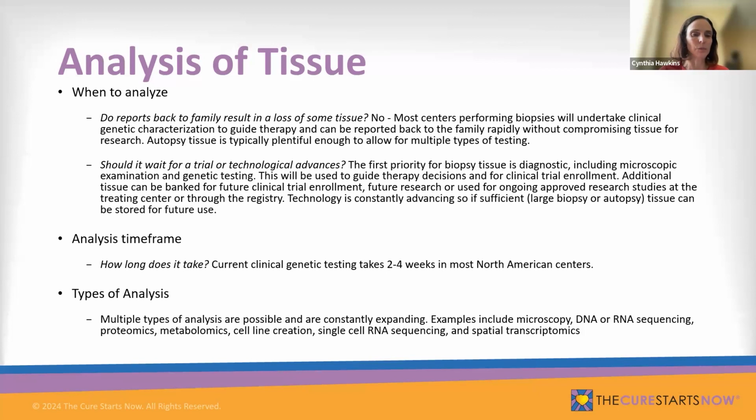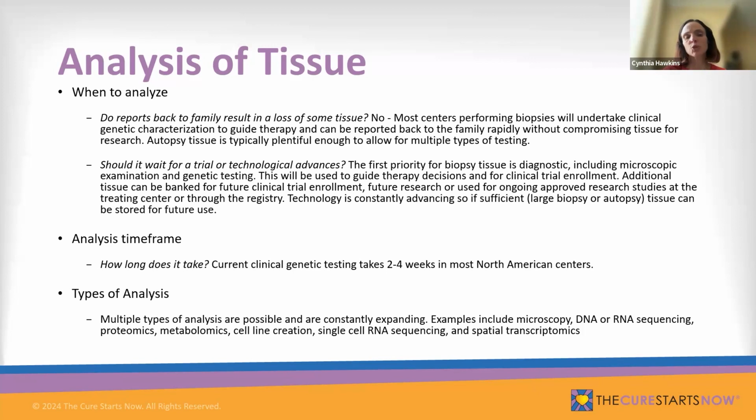Some questions that people had were in terms of analysis of tissue and when to analyze. The first question: do reports back to family result in loss of some tissue? The answer there is no. Most centers now that perform biopsies will undertake some kind of genetic characterization in order to guide therapy, and that can be reported back to the family without compromising any tissue. Similarly, autopsy tissue is usually plentiful enough that it can allow multiple types of testing, and certainly reporting back to the family won't compromise anything that can be done with that.